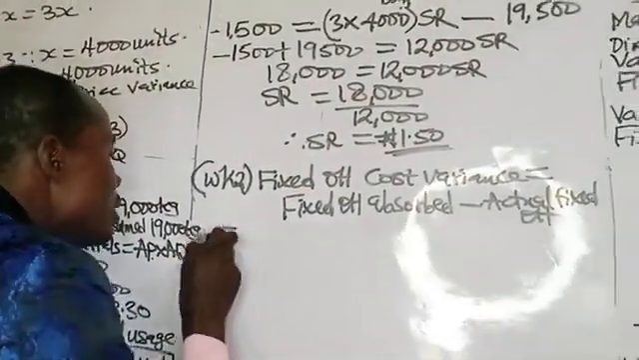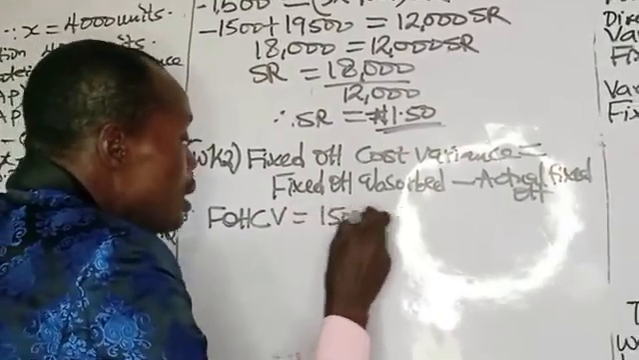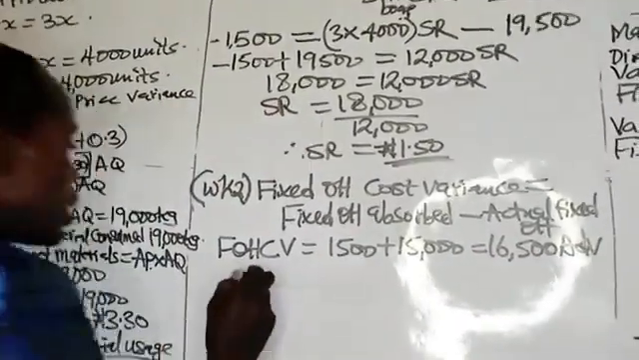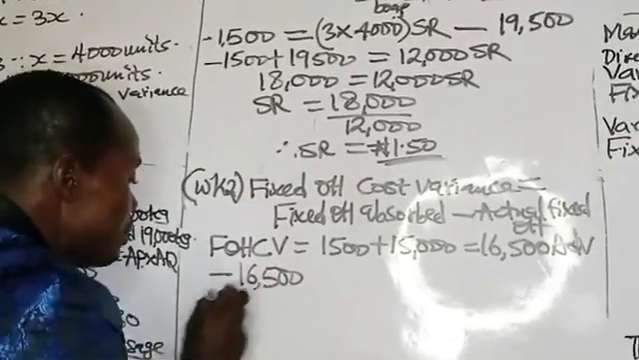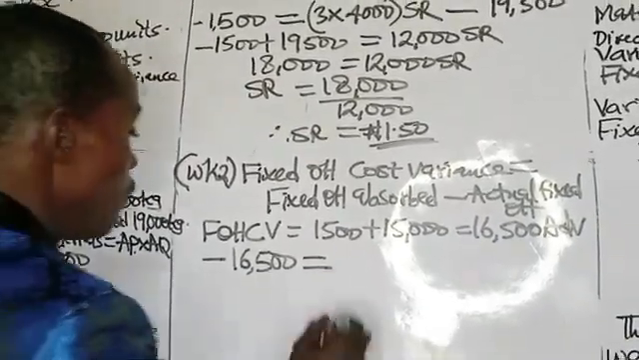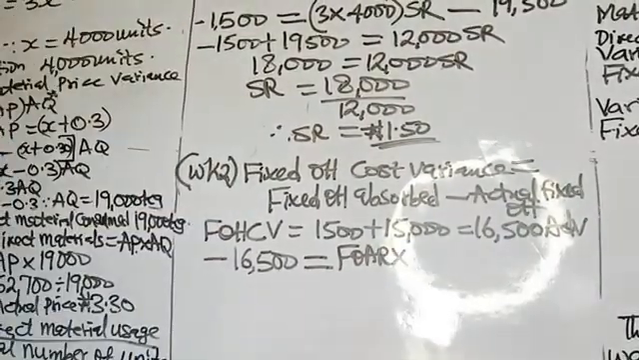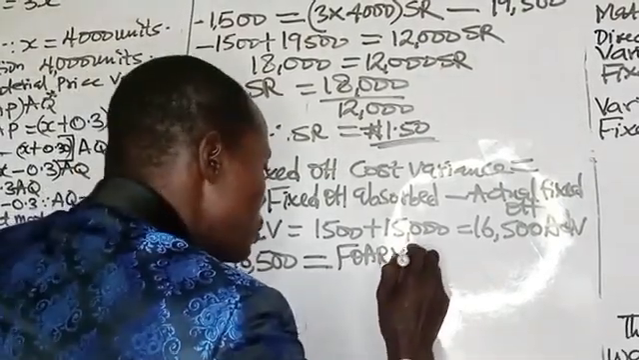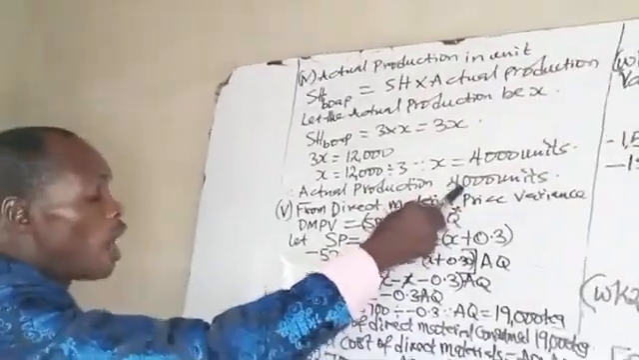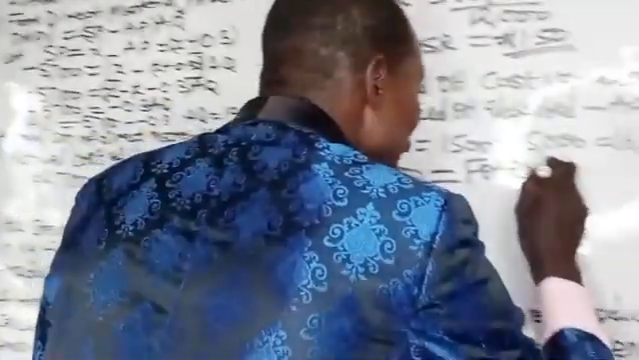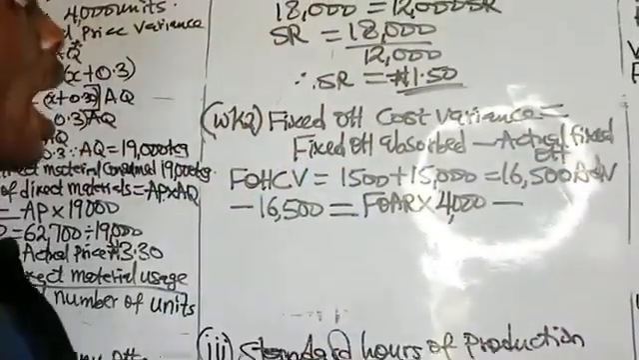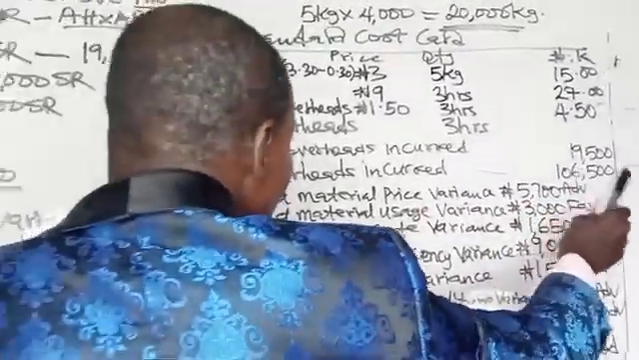So fixed overheads cost variance. Now 1,500 plus 15,000, that will be 16,500 adverse. If fixed overhead cost variance is 16,500 adverse, and adverse variance is always negative, it equals fixed overheads absorbed minus actual. To absorb fixed overhead, we make use of the fixed overhead absorption rate, multiplied by the actual production. The actual production has been calculated earlier, we got 4,000 units. So, fixed overhead absorption rate times 4,000 units will give you the fixed overheads absorbed, minus actual fixed overheads incurred, 106,500.